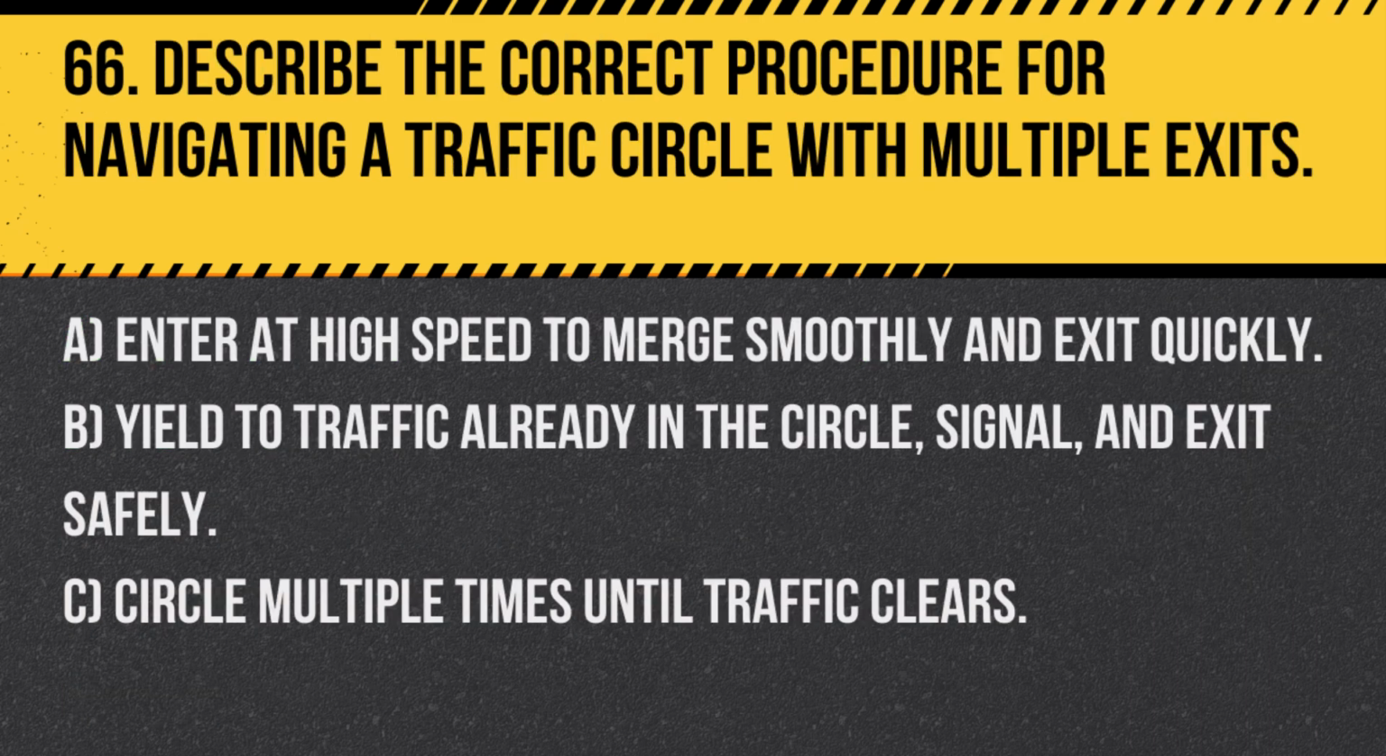Question 66. Describe the correct procedure for navigating a traffic circle with multiple exits. A. Enter at high speed to merge smoothly and exit quickly. B. Yield to traffic ahead in the circle, signal, and exit safely. C. Circle multiple times until traffic clears.